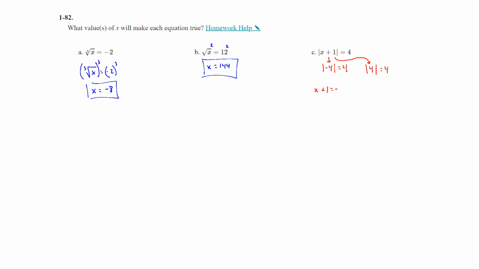x plus 1 could equal negative 4. Subtract 1, that's negative 5. And on this one, x plus 1 could also equal a positive 4. If you subtract 1, you get 3. Think about that. If I plug that in, that's negative 5 plus 1, so the absolute value of negative 4, and that's 4. And if I plug in 3, 3 plus 1 is the absolute value of 4, which is equal to 4, which is what we want. So we have two solutions here with an absolute value equation.